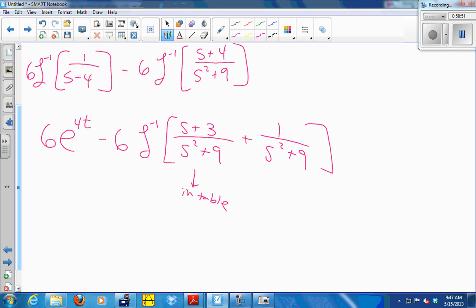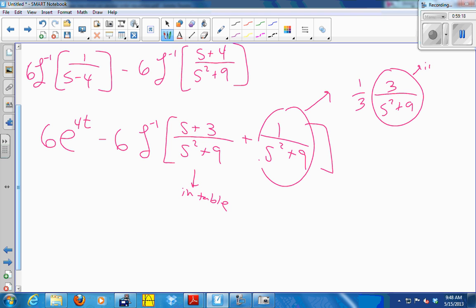And then if that were a 3 on top, I would have omega over s squared plus omega squared. So I want that to be a 3. So I'm going to rewrite that as 3 over s squared plus 9 and 1/3 in front. And then you can pull that out of the Laplace transform. And then this is in the table.